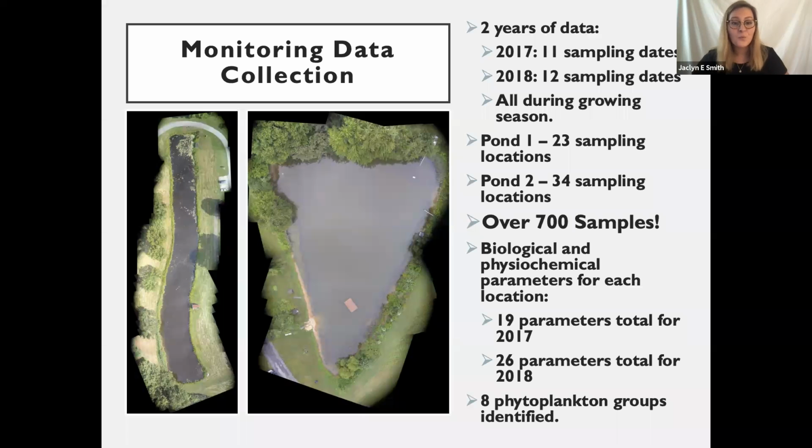This comes out to be well over 700 samples. For every single one of those 700 samples, we have biological and physiological parameters for each location. In 2017, we collected 19 parameters for each location, and in 2018, 26 parameters. And in addition to that, all of those 700 samples got assessed on the microscope and looked at for those 8 phytoplankton groups.